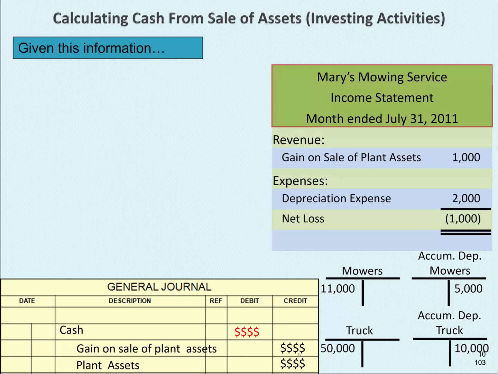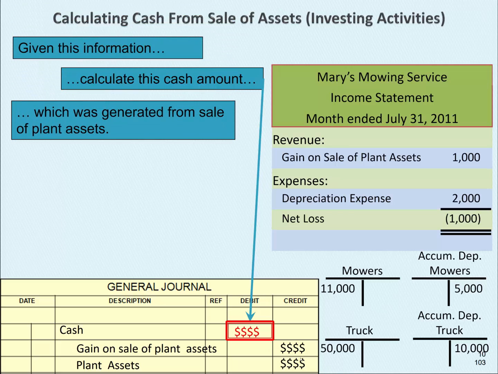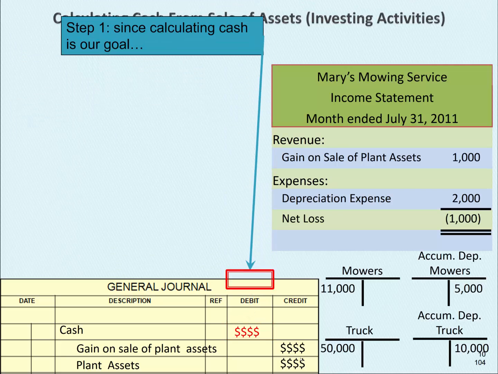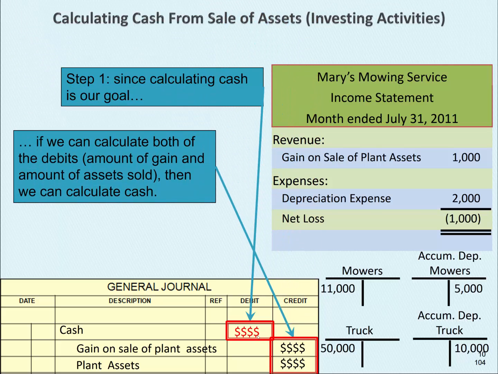So if we can figure out two of the three, then we can calculate the third one and save us a bunch of work. So given all this information, we want to calculate the cash amount. So what we're going to do is we just need to figure out the gain on sale, which we already have, and then we need to figure out how much the plant asset account went down, because that's what this credit represents, the plant assets going down, being sold. So since calculating cash is our goal, like I said before, if we can figure out the other two, then we know how much the cash was.